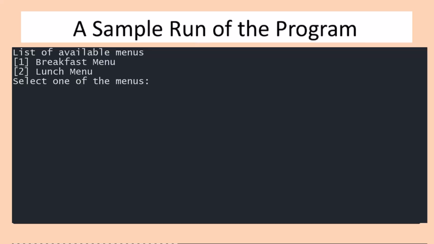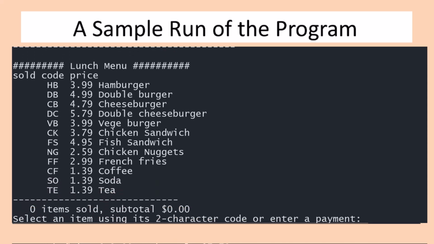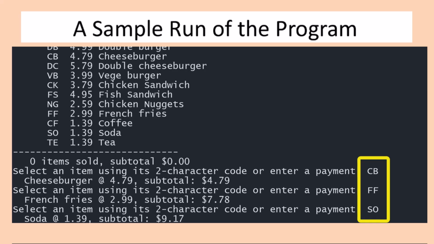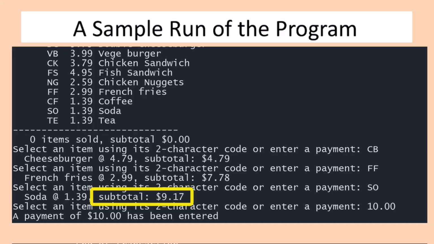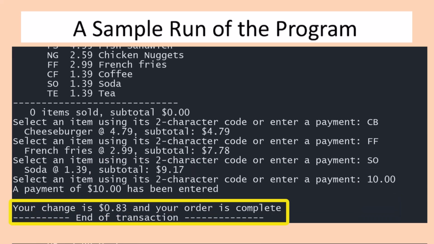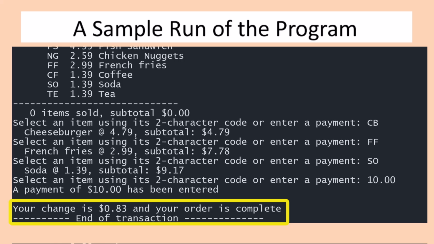Here is a sample run of the program. The user is asked to select either the breakfast or lunch menu when the program first starts. When lunch is selected, the lunch menu is displayed. The customer then selects a cheeseburger, fries, and soda. The subtotal is $9.17 and a payment of $10 is made. Change is computed for 83 cents. The transaction ends and the program is ready for another customer.